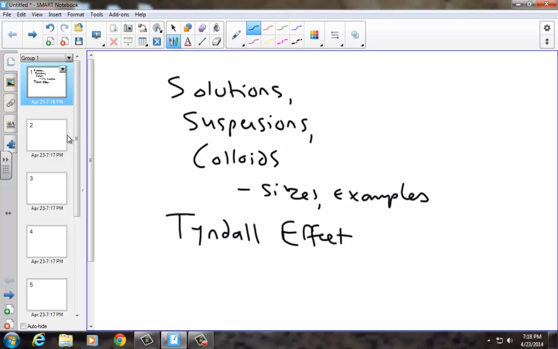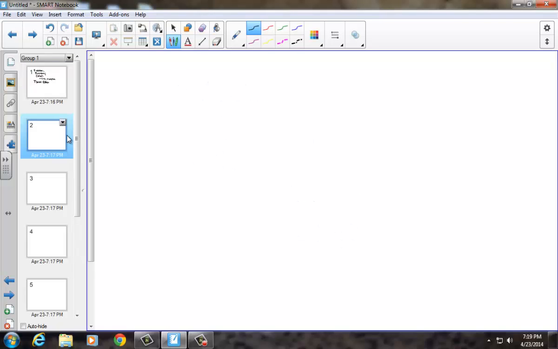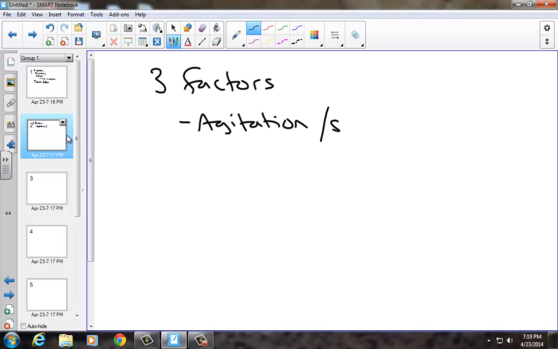Electrolytes versus non-electrolytes. And then factors, right? 3 factors that affect the rate of dissolution, or how fast something dissolves. Right? Agitation or stirring, heat, or increased surface area.